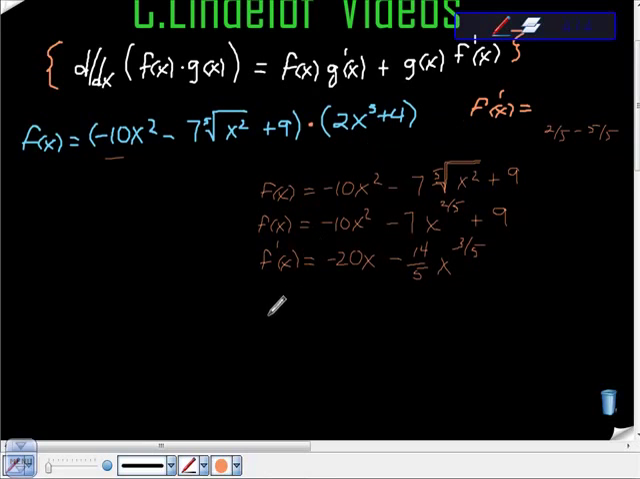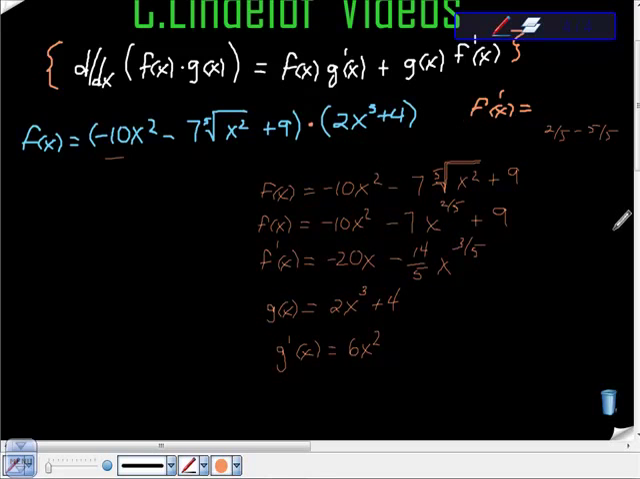Now I'm going to take the second function, which is a lot easier. It's g of x, and it's just 2x to the third power plus 4. I'm going to take its derivative, and its derivative is simply 6x squared. So hopefully all that's going okay.